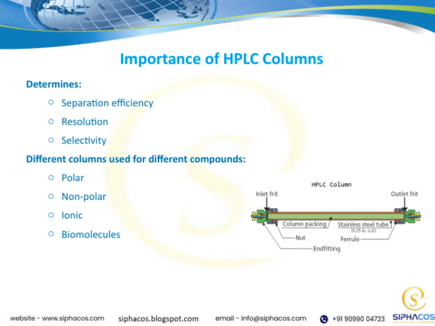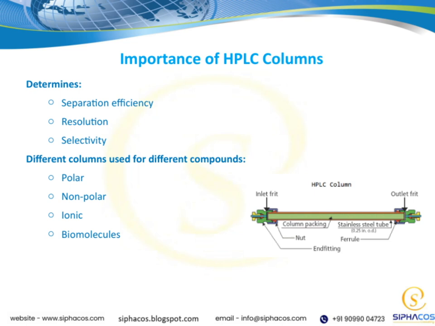Let's talk about the importance of HPLC columns. These columns are really central to the whole process because they determine several key aspects of our analysis. First, they influence separation efficiency, meaning how well we can separate different compounds in a mixture. Better efficiency leads to clearer, more distinct results. Next is resolution, which is about how well we can distinguish between closely related compounds. And then there's selectivity, or the ability of the column to target specific compounds based on their unique properties.